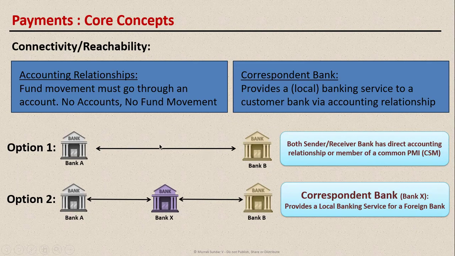We saw that, right? In a CSM, no banks are directly connected to each other. All the banks will be connected only to the clearing system. So in such cases, they can directly send the money.